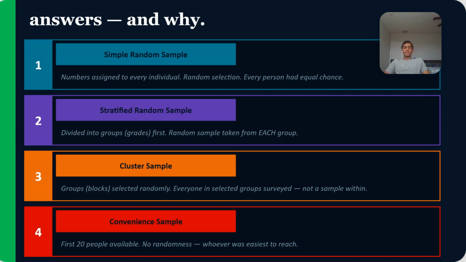Number four, convenience. First 20 people available. No randomness. The AP exam answer for number four would include: convenience sampling was used, which may produce biased results because the people outside City Hall at that time are not representative of all residents. That explanation with the direction of bias is what gets full credit.